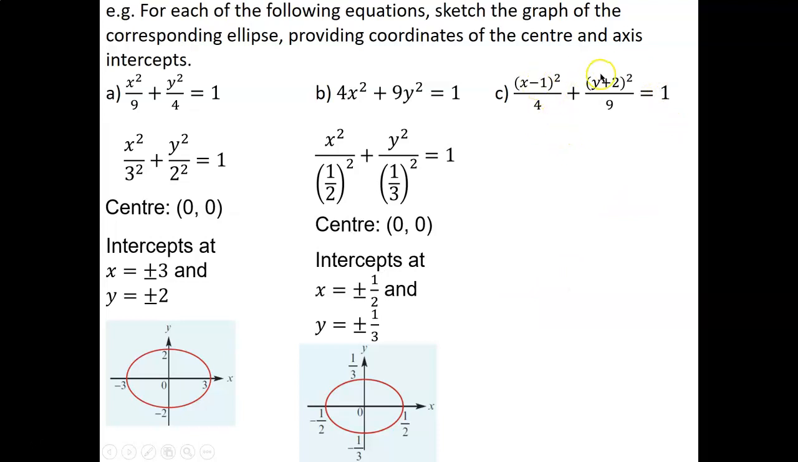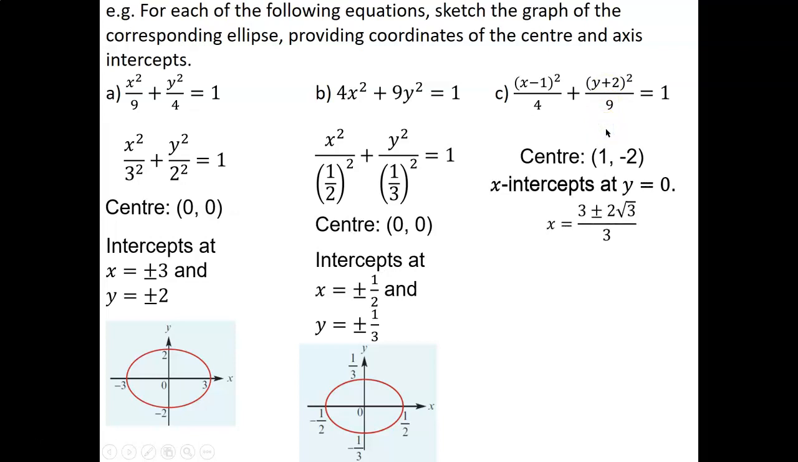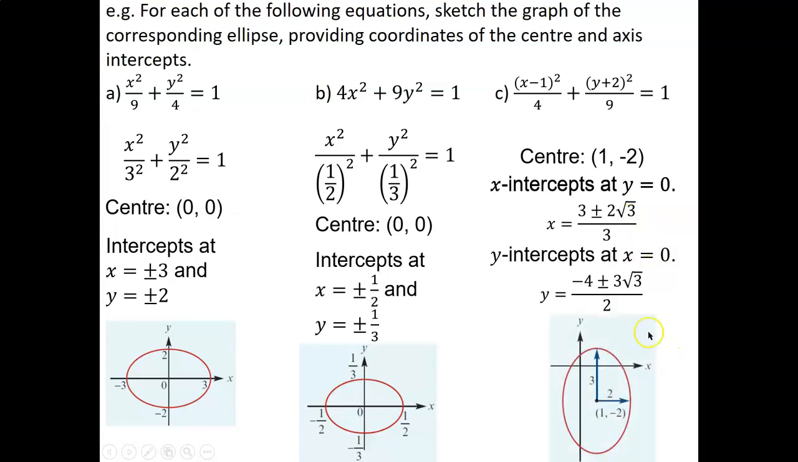Okay, for C, we've got some translation of the centre happening. My centre is at (1, -2). My x-intercepts are when y equals 0, so I substitute y equals 0 into my equation and then solve for x. For now, you can do that on your CAS, though you might need to do that without your CAS. And then similarly, the y-intercepts are when x equals 0, so I substitute x equals 0 into my equation and solve for y. And so this is what it looks like.